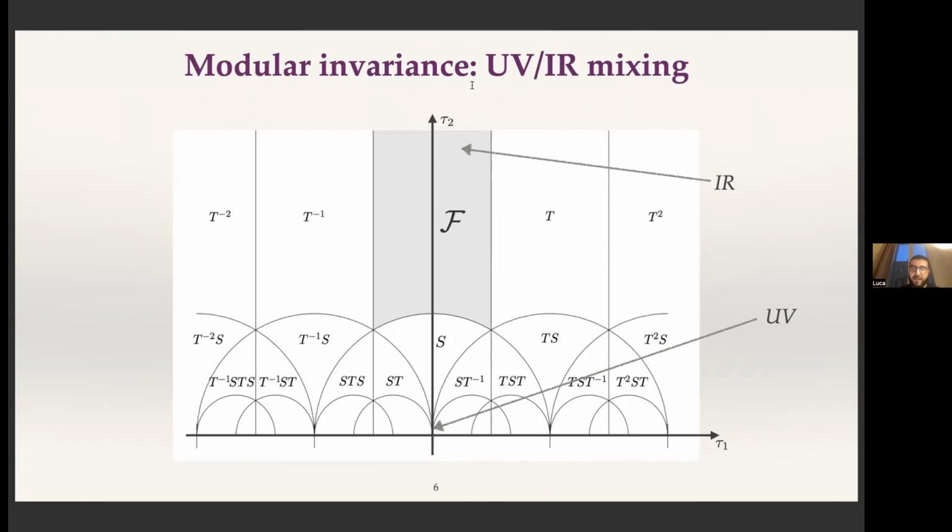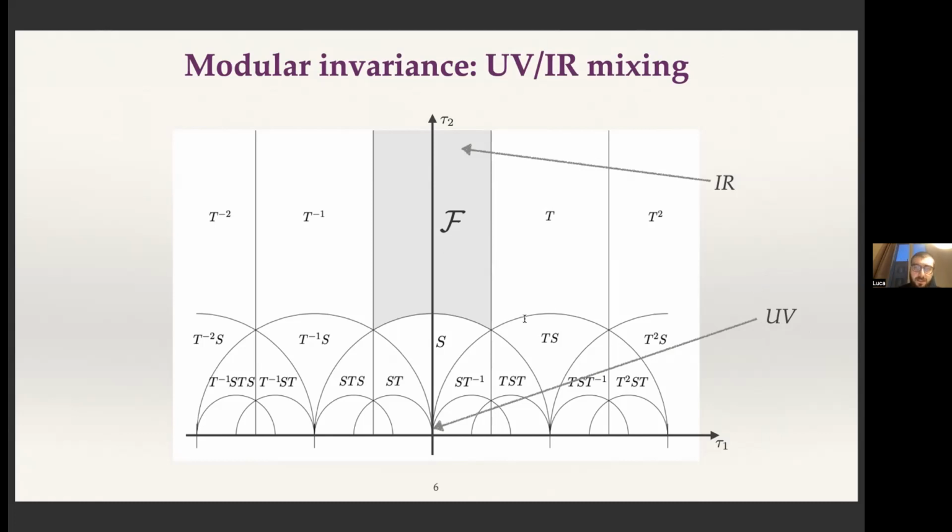So this is the IR end of the theory. On the other hand, when tau 2 goes to 0, we are left only with the UV, because everything massless is suppressed, and we have only the UV. So one may wonder whether this choice of fundamental domain is neglecting the UV of the theory.